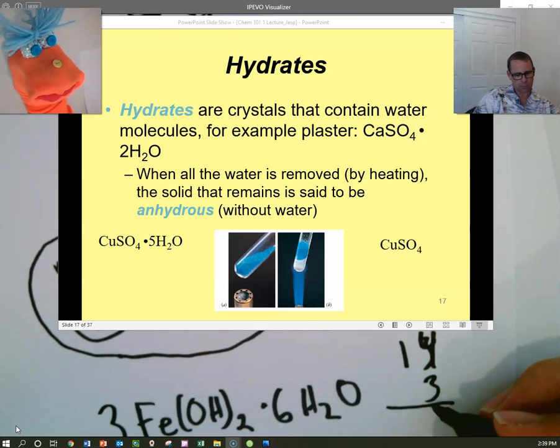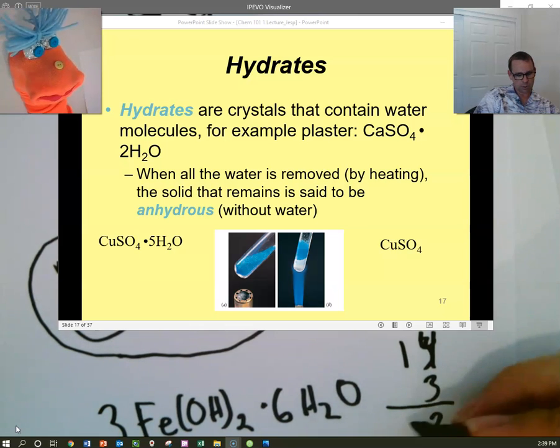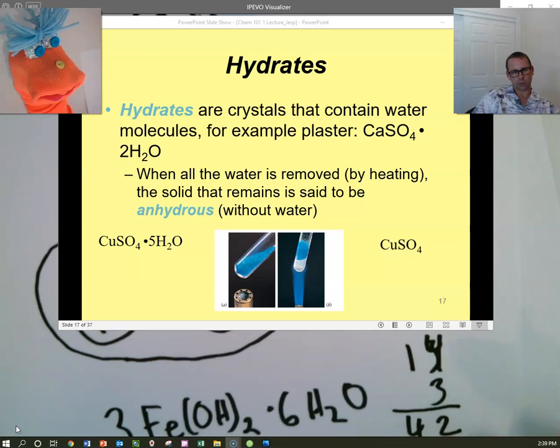No, 42. 42, right? 4 times 3 is 12. 1 times 3 is 3, so 42. 14 times 3 is 42. Okay, very good.